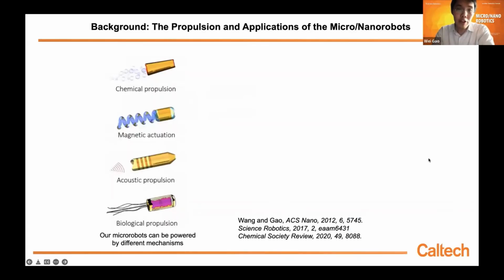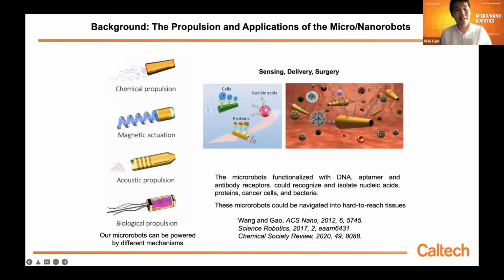So over the years, we and many other scientists in the world have developed micro and nanoscale objects or robots that can be powered by different mechanisms, including local chemical fields, magnetic fields, acoustic propulsion, or biological hybrid propulsion, as Samuel also mentioned. If we develop this nano vehicle powered by a certain mechanism, we can also incorporate different functionality. For example, we can immobilize different bioreceptors on the surface of this nano vehicle, including DNA, aptamer, and antibody, and this type of functionalized nanorobot can recognize the target.